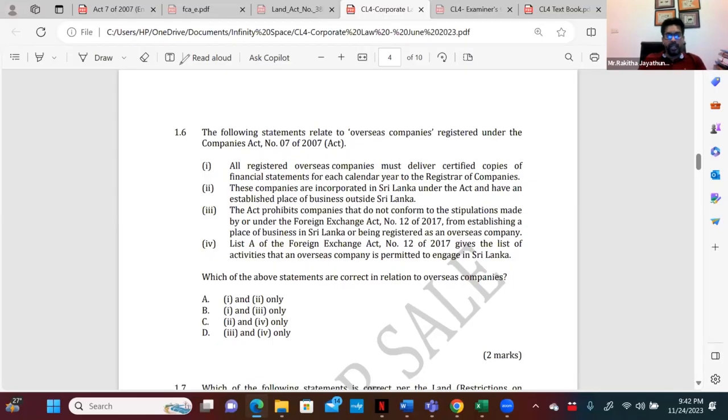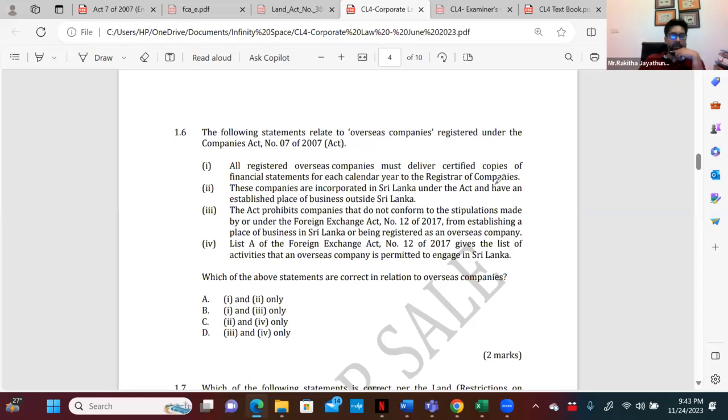Right. Then which of the above statements are correct in relation to overseas companies? We have already looked at this. You can identify this answer from the Companies Act. We have already looked at it, but now you get another question on overseas companies. Which of the following statements relates to overseas companies registered under the Companies Act 7 of 2007? Roman 1, all registered overseas companies must deliver certified copies of financial statements for each calendar year.